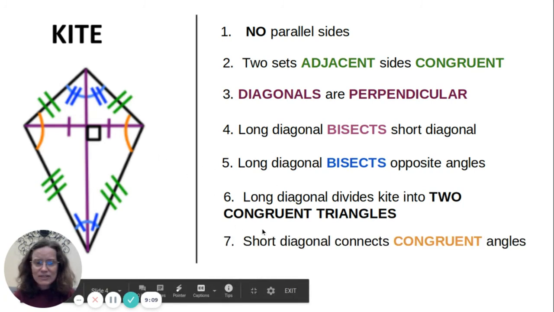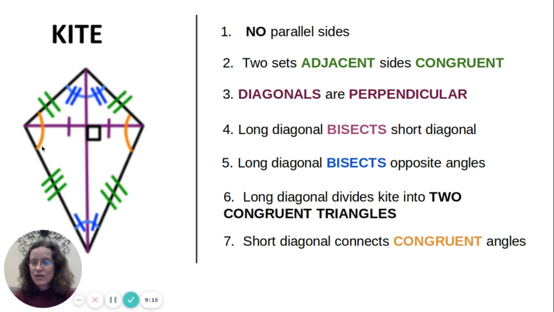What does the short diagonal do? The short diagonal connects congruent angles. So this yellow angle on the left is congruent to this one on the right. That makes sense because of CPCTC. Since the big triangle on the right is congruent to the one on the left, this yellow angle has to be congruent to this yellow angle. So the short diagonal just points to 2 congruent angles on your kite.